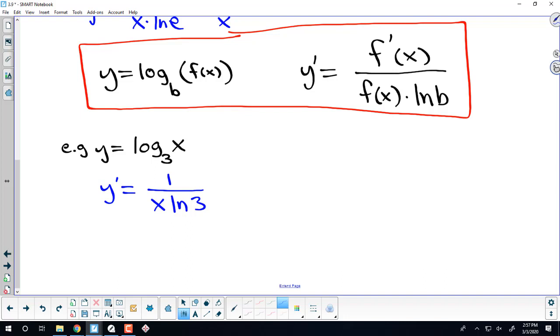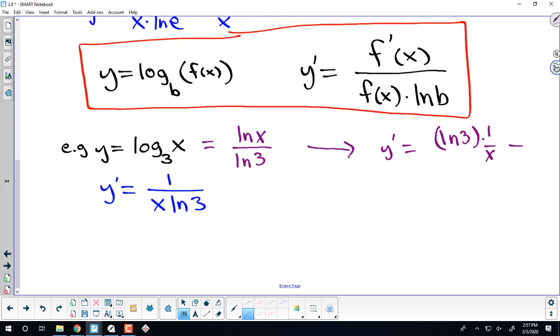Remember with these logarithms, log base b of something, you can use a change of base formula. So if we use the change of base formula on the log base 3 of x, we could write it as ln of x over ln of 3. And then we could use the quotient rule here, where we say the bottom times the derivative of the top, minus the top, ln of x times the derivative of the bottom. That's all going to be 0, right? Because it's ln of x times the derivative of the bottom, which is 0. All over the bottom squared.